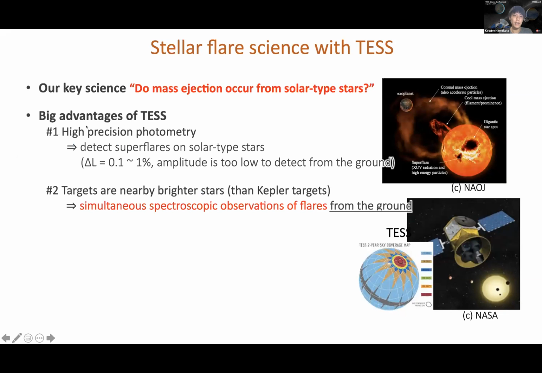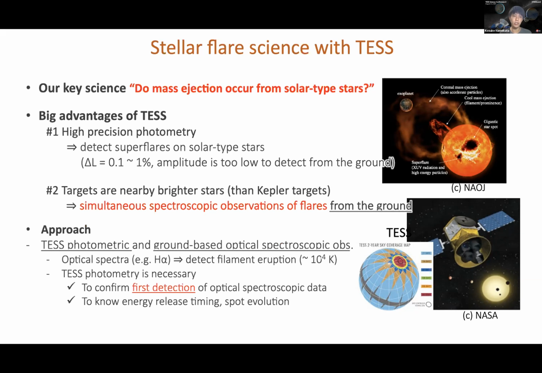So now we have TESS, and there are two big advantages of TESS in this field. The first is high-precision photometry, like Kepler, which can detect superflares on solar-type stars whose amplitude is too low to detect from the ground. The second advantage is that the target stars are much brighter compared to the Kepler targets, which enables simultaneous spectroscopic observation of flares from the ground.